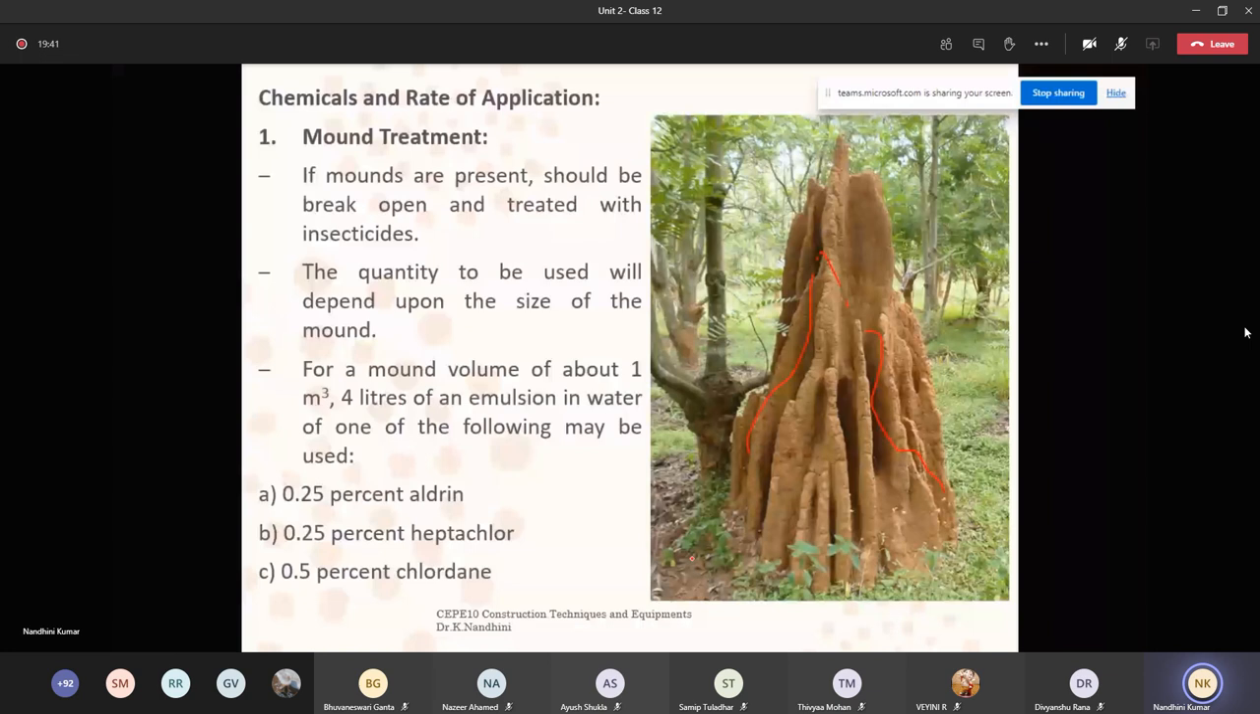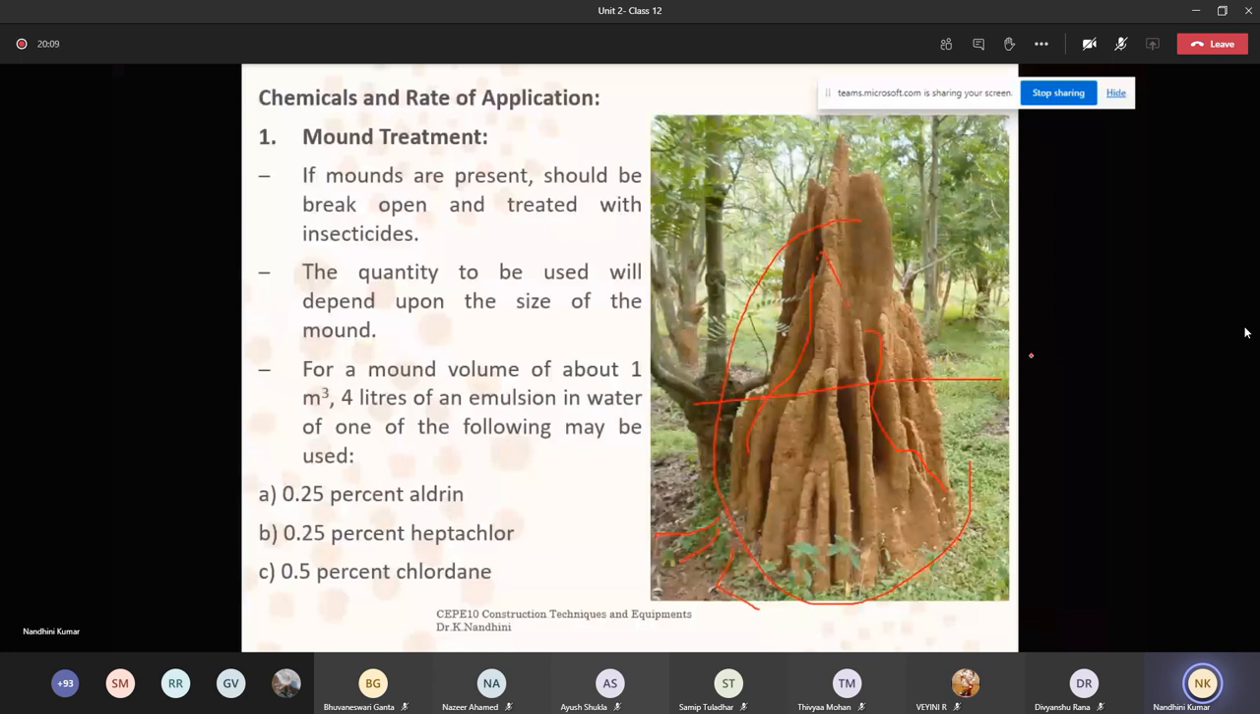If mounds are present, they should be broken open and treated with insecticides. You should cut it and then treat it, and only then remove it. If you remove this alone completely, then you will have this continuity or the chain growth embedded in the soil. That also you should stop. So you have to cut it, treat it, and again remove this. You have to remove the second layer, treat it, and then dig this completely and remove it.